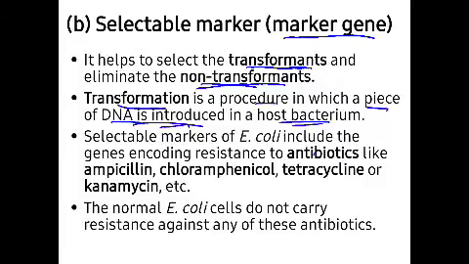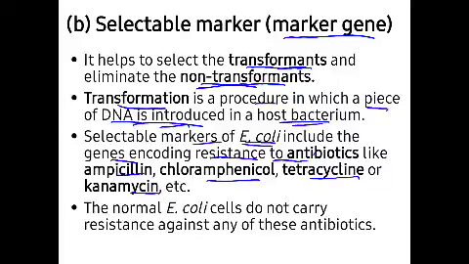Okay, and these selectable markers of E. coli, that is Escherichia coli, will include the genes encoding resistance to antibiotics like ampicillin, chloramphenicol, tetracycline or kanamycin. So these are the antibiotics. यो antibiotics को लागि resistance होस् भनेर, त्यसको लागि gene हुन्छ which will be encoding resistance to the antibiotics.